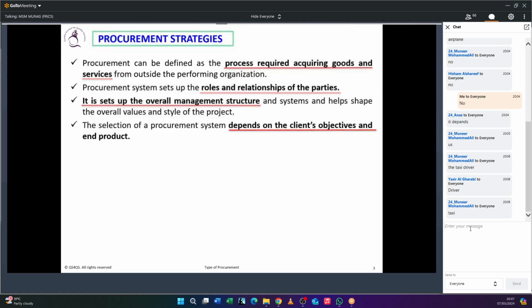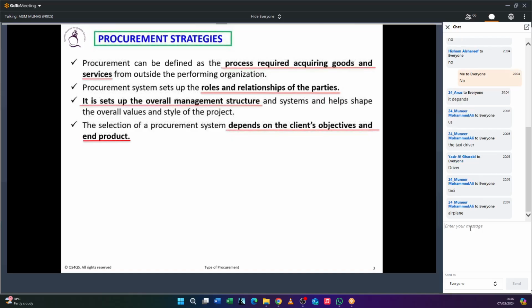So again, how to select the best procurement route depends on the client preference. Now let's say you don't want to have a long drive. You want to reach the destination much quicker. Which one will you go for? By land or by air? By air, isn't it? So again, the preferences are different. Someone wants to enjoy the driving. Okay, they are not in a hurry to drive, and they want to go and enjoy the driving.